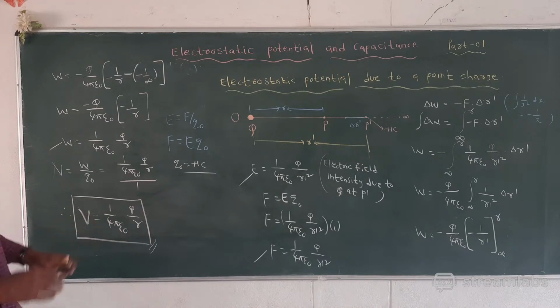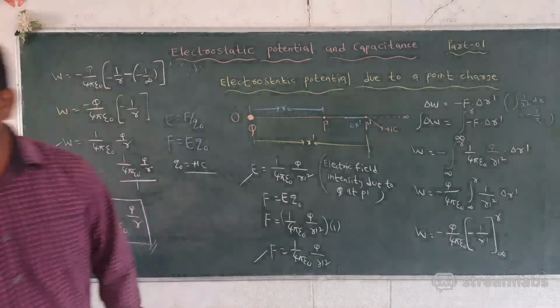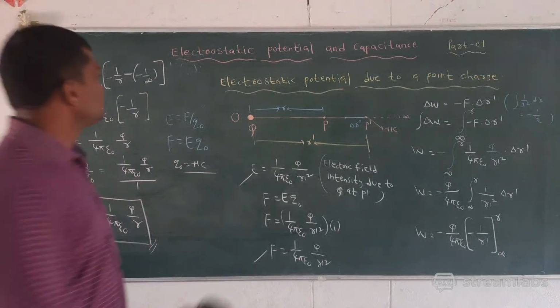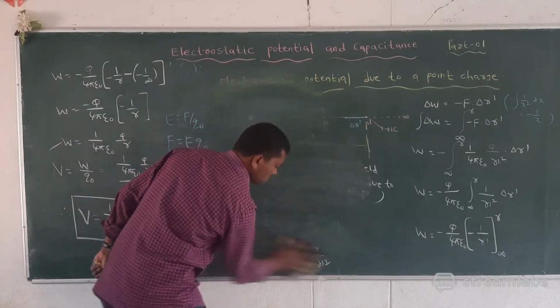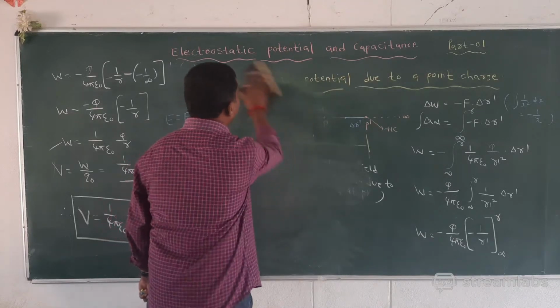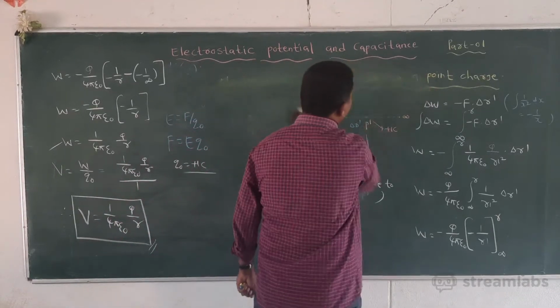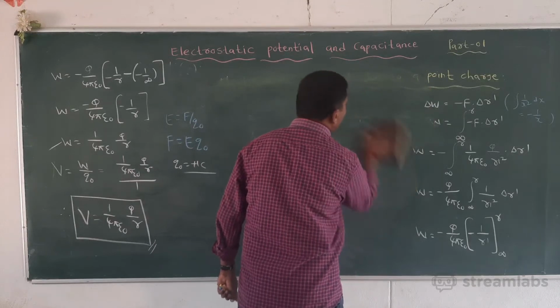ఇది మొత్తం కూడా మనకు 4 మార్క్స్ క్వశ్చన్. దీని మీద ఒక ప్రాబ్లం కూడా ఉంటుంది. So we can take the related problem of the electrostatic potential due to a point charge.